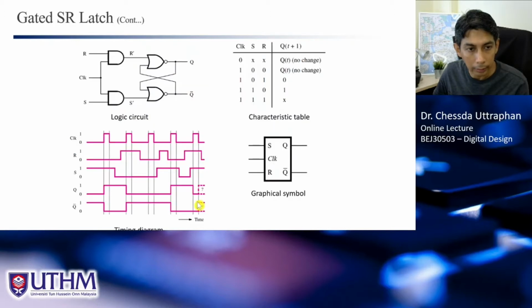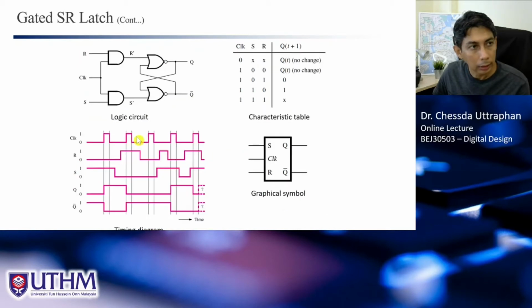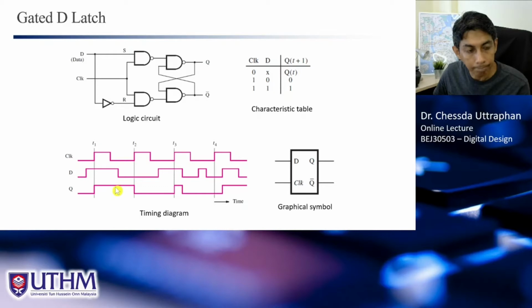You should know already what is the difference between the latch and the flip-flops. The difference is that for latch, the output is sensitive to the level of the clock. All right, means that whenever the clock is active, the output will change depending on the input. And this is the latch. The one that we use in digital design is the D latch.